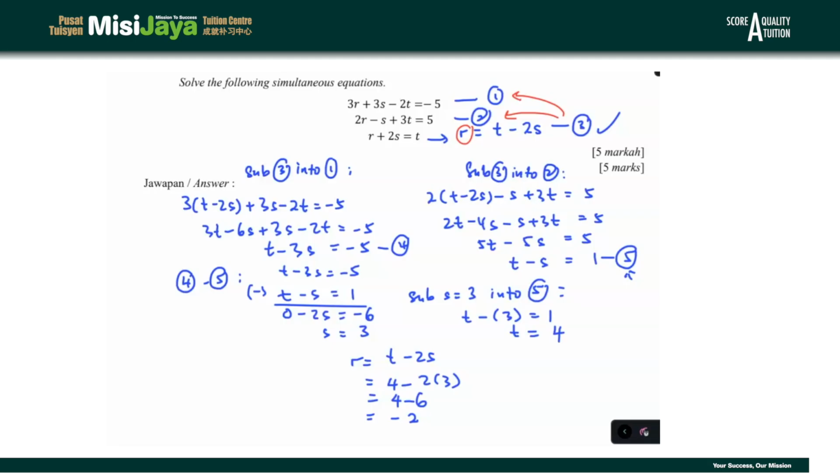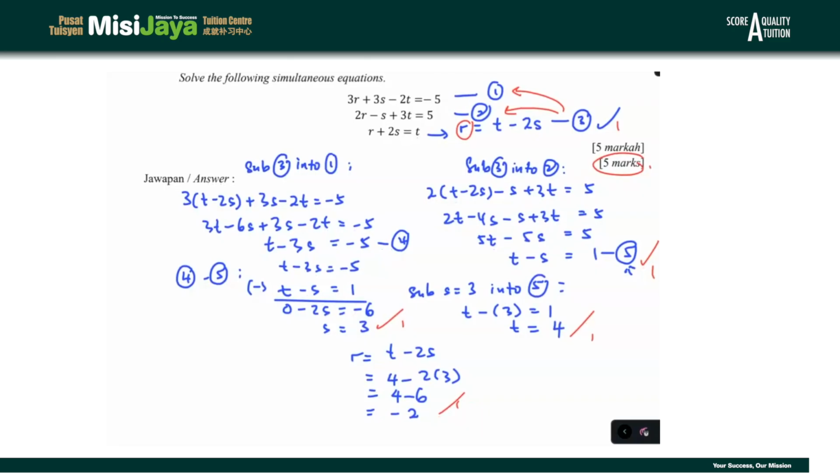This question carries 5 marks. And where do we get the 5 marks? Here, r equals t minus 2s is 1 mark. Then s equals 3, you get 1 mark. Then t equals 4 is 1 mark. And the final r is negative 2 is 1 mark. There's actually one more mark at this step, which is equation 5. So the total marks here is 5 marks, which is quite a lot.